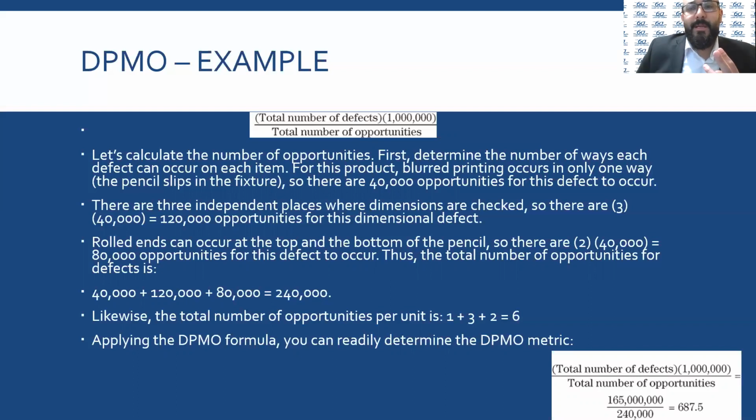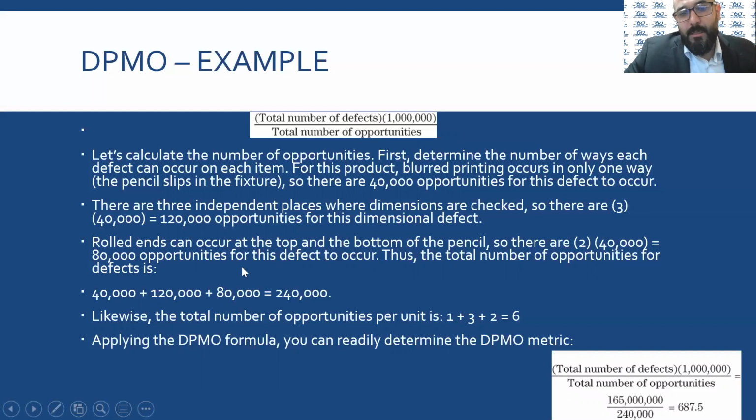Then we will talk about the second type, which is the dimension defects. For the dimension defects, we will have three places. So 3 opportunities times 40, because this is the samples, will give you 120. And the rolled ends: we have the top and the bottom. So that would be 2 opportunities for that type of problem. 2 times 40, that would be 80 opportunities.